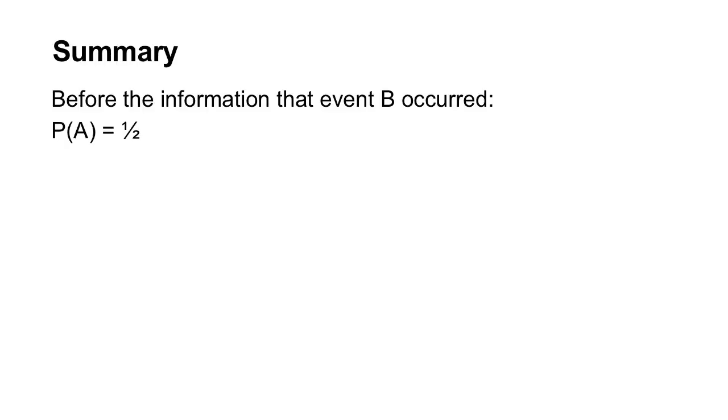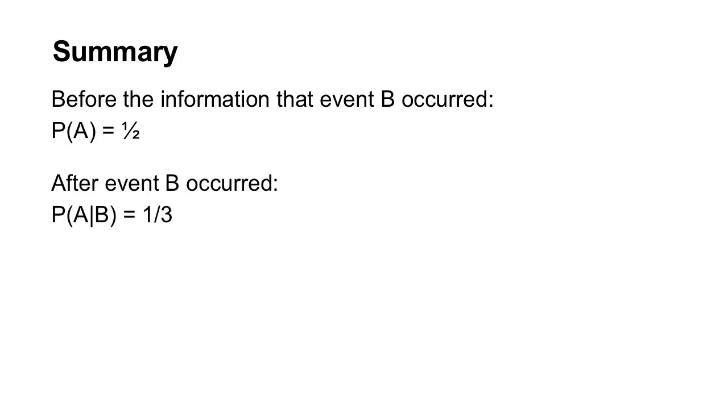To summarize, your original probability ex ante was a half. An even number has a probability of a half. Then you're given the information that the event B occurred. I rolled a die and I tell you B occurred, it's a 1, 2, or 3. Now you update the probability using the conditional probability definition and you realize the probability decreased, so the likelihood is now down to 1/3.